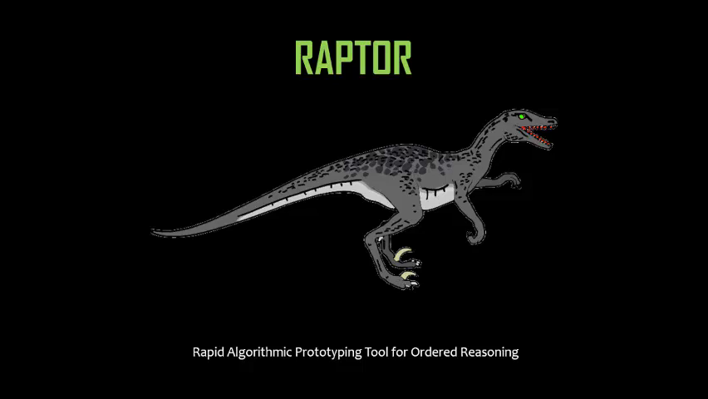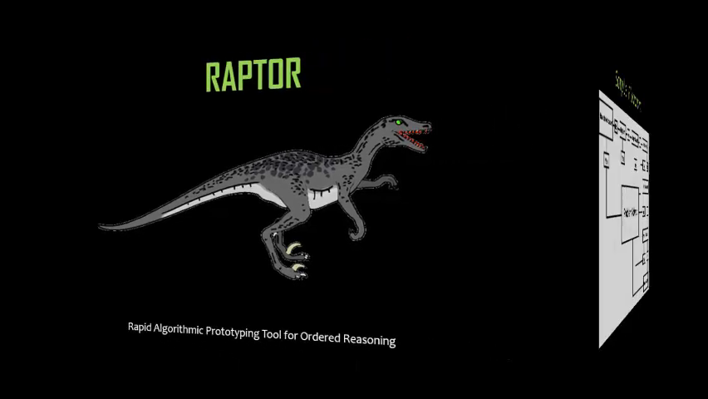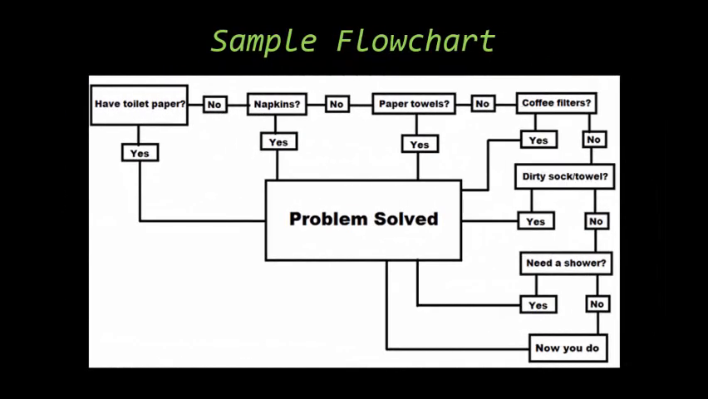The first application I would install on Windows 8 is called Raptor. Raptor is an acronym which stands for Rapid Algorithmic Prototyping Tool for Ordered Reasoning. And what Raptor is basically, we use this in one of my computer classes this year. It's educational software in which the user can write their own programs and execute them using flowcharts.